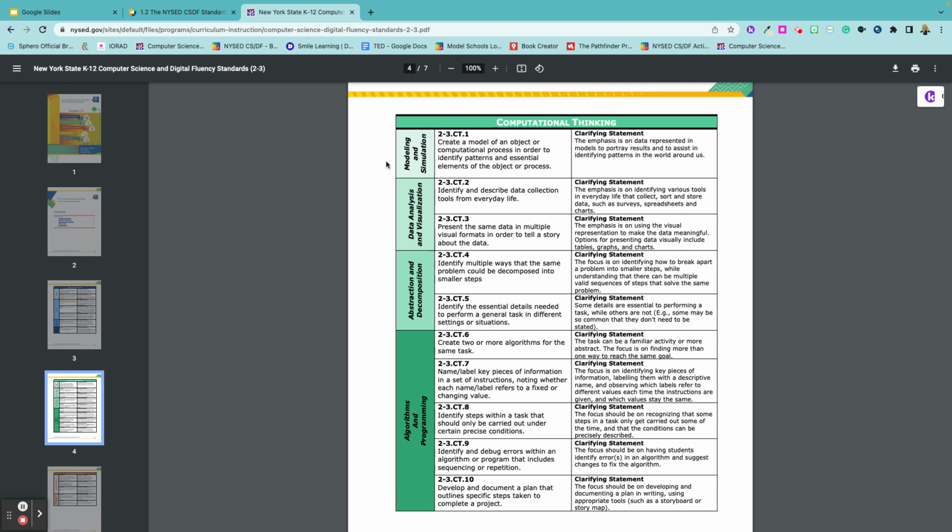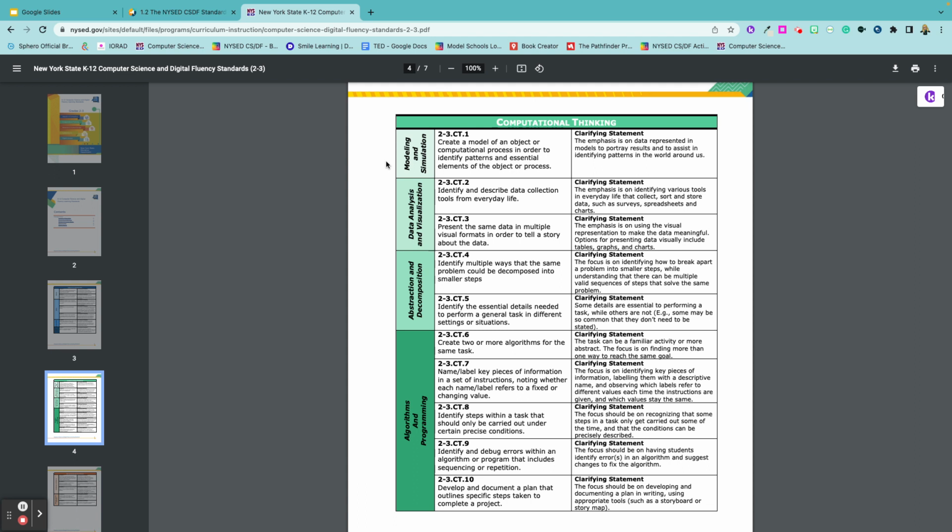Finally, we have algorithms and programming, and this is the largest area of all of the concept strands within computational thinking. Here we're going to look at CT6, which is create 2 or more algorithms to complete the same task. The task can be a familiar activity or more abstract. The focus is on finding more than one way to reach the same goal. So you might talk about the path that you can take from student desk to the door, or it might be steps to solve a math problem, or ways to break down a word or define a word, something along those lines, where you're thinking about the steps it would take to define, to be able to solve a problem.